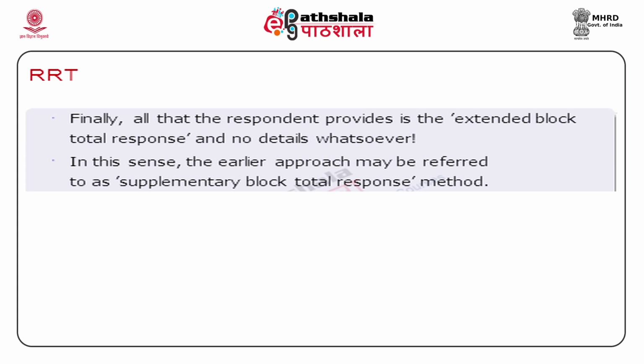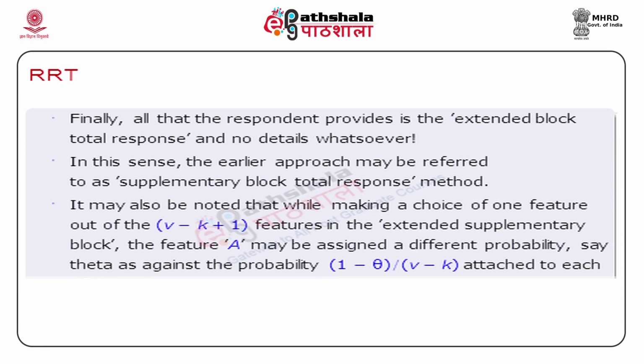That is to give you more confidentiality and more satisfaction that my privacy is really protected because I am picking up 1 out of so many, and that A may or may not be picked up. It may also be noted that while making a choice of one feature out of V minus k plus 1 features in the extended supplementary block, the feature A may be assigned a different probability, say theta, as against the probability 1 minus theta over V minus k attached to each of the rest.